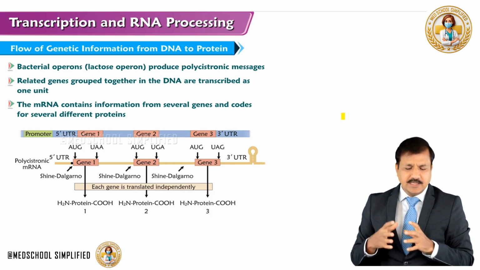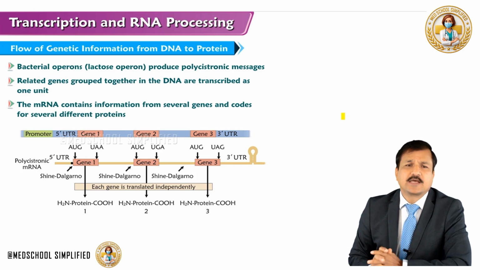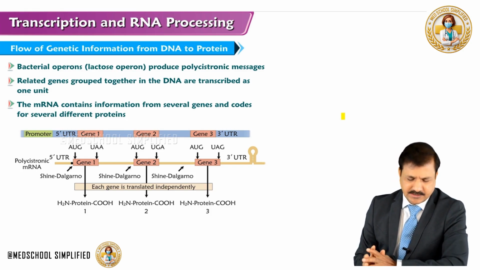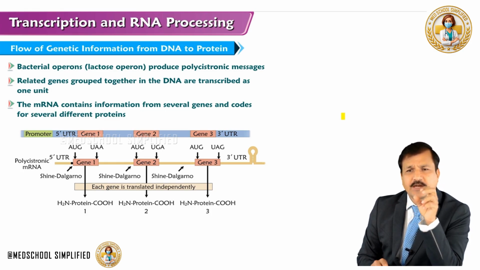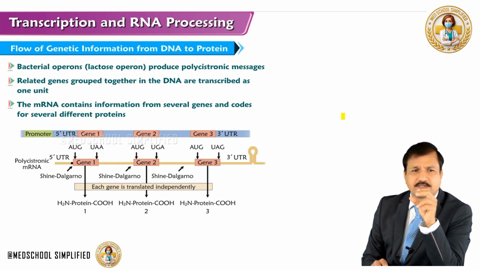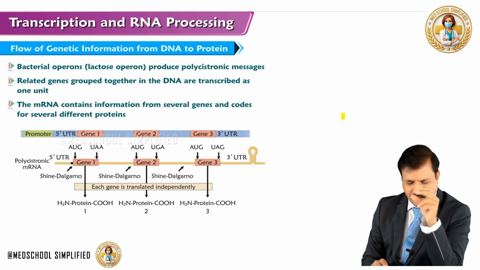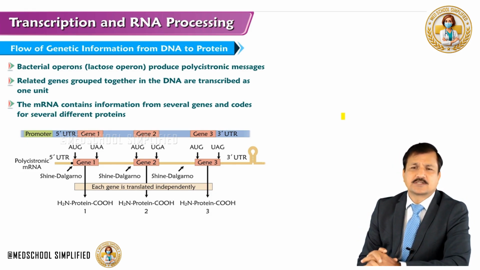So, as you are seeing here in this particular figure, in this slide, some bacterial operons, for example the lactose operon, produce polycistronic message. In these cases, related genes are grouped together in the DNA and are transcribed as one unit. And the mRNA in this case contains information from several genes and codes for several different proteins. That's how a polycistronic mRNA is transcribed to give more than one protein molecule.